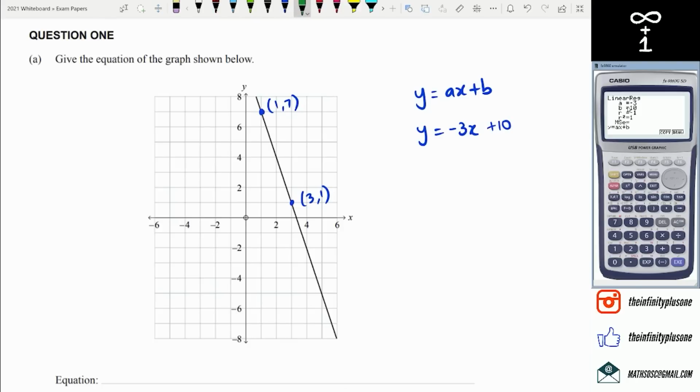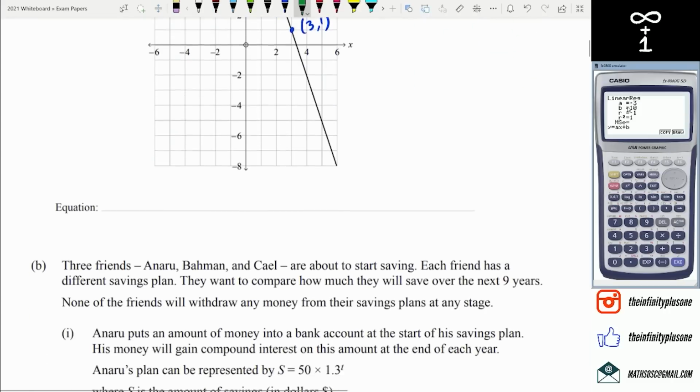This question is worth an achieved. It doesn't say anything about using any method, so if you have a graphics calculator, you can use it, or you could use the long method, which is finding the gradient and then putting y = mx + c and trying to work that out as well. Cool, so that's 1A.